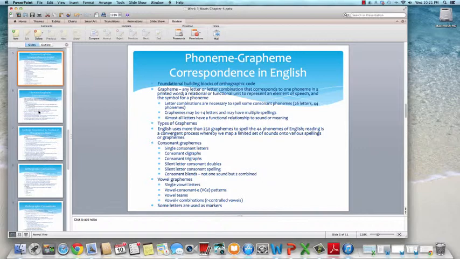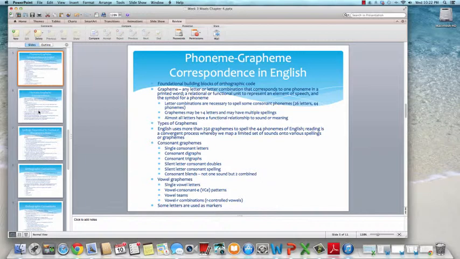So what kind of graphemes do we have? In consonant graphemes, we have single consonant letters, consonant digraphs, such as CH and SH, consonant trigraphs like TCH and DGE. We have silent letter consonant doubles, BT, GN, KN, and we have consonant blends. But these really shouldn't be grouped into consonant graphemes because they're not one sound but two combined. But oftentimes in teaching you might see SL taught together or SP taught together. You'll see them teaching blends as one concept instead of, hey, these are two sounds.